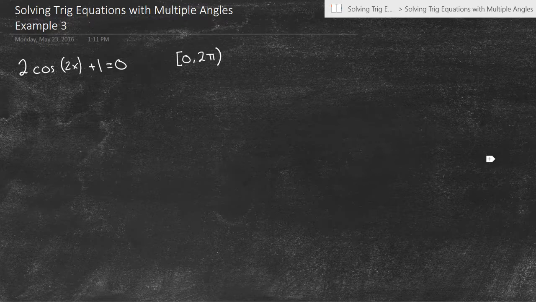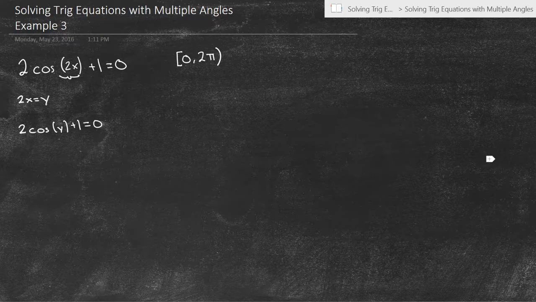Hey guys, so today we're doing our third and final example of solving trig equations with multiple angles. Here we're given 2 cosine of 2x plus 1 equals 0 on the interval from 0 to 2 pi. And as always, I'm going to get rid of what's inside here, this multiple angle. I'm going to set that equal to y, just some other variable. Because now, if I rewrote it, I've got 2 cosine of y plus 1 equals 0. And that looks like something I know how to solve.